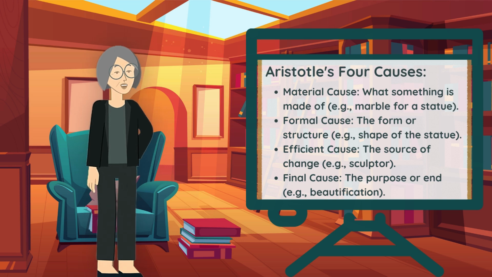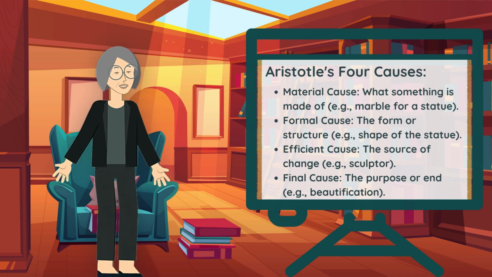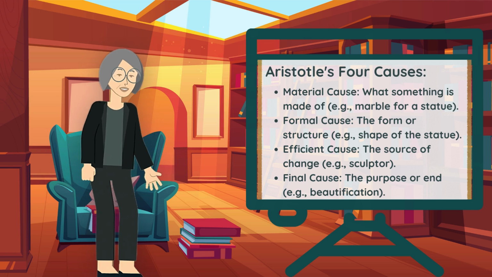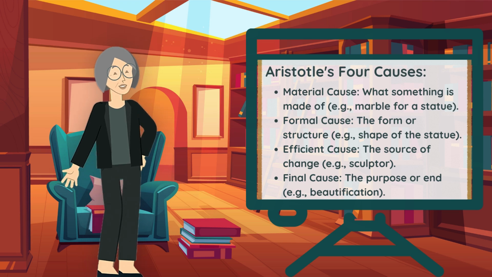And lastly, final cause. This is the purpose or end for which something exists. For our statue, the final cause might be to represent a person or perhaps to beautify a space. Aristotle believed that to truly understand a substance, you need to consider all four of these causes. They give you a complete picture of why something is the way it is.